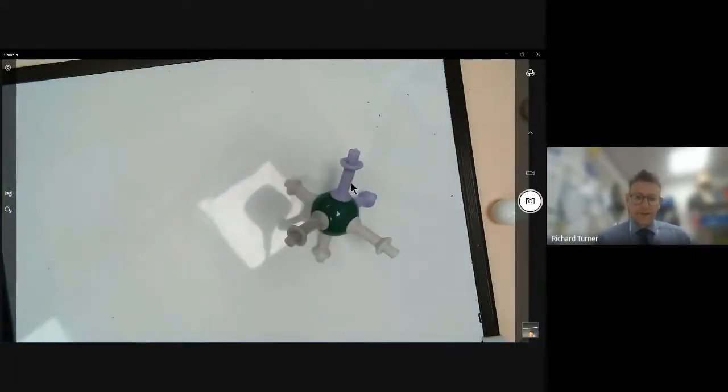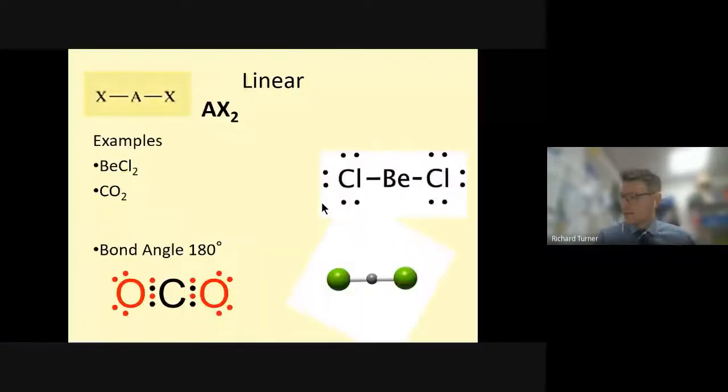So let's look at a linear molecule, for example, CO2. Why is this a 180 degree bond angle? Because we've got 2 electron regions, and they are negatively charged. They want to be as far away as possible from each other, so they are repelling. They are repelling at 180 degrees.